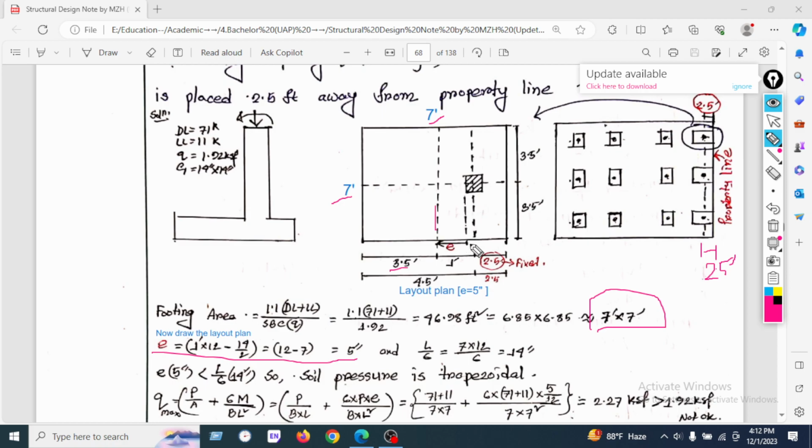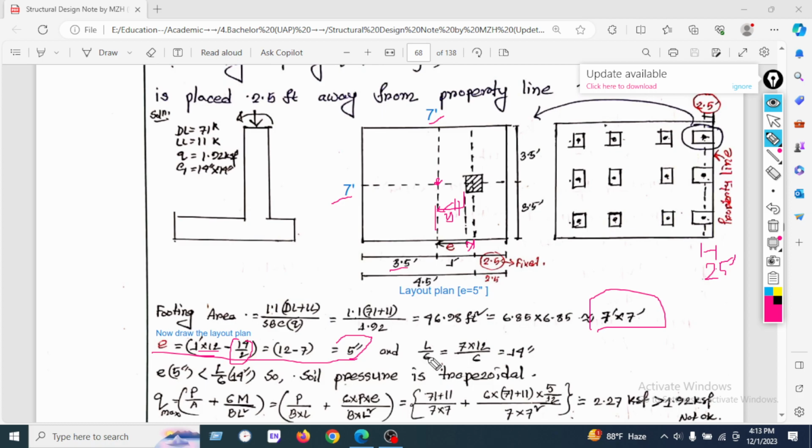But we will deduct another value, which is half of the column dimension. So the value will be 1 foot, meaning 12 inches, and the 12 inches will be deducted by half of the column. Here is 12 inches and half of the column is 14 inches, and we found 5 inches. The eccentricity is 5 inches from the column face to the CG of the footing. This is called our eccentricity.